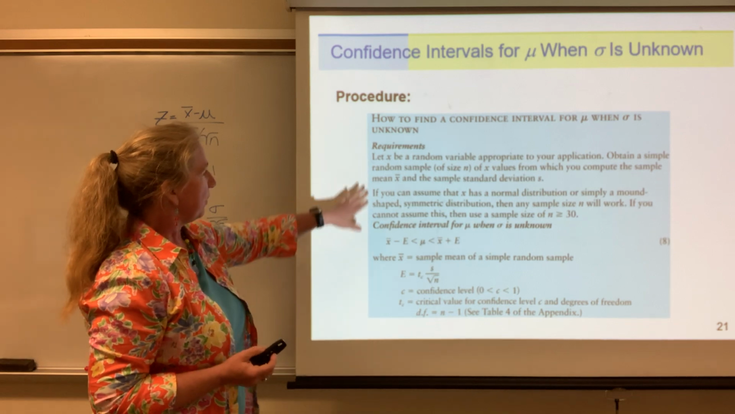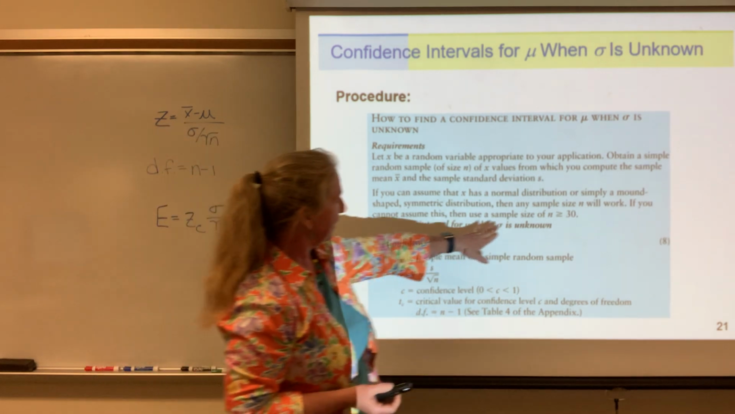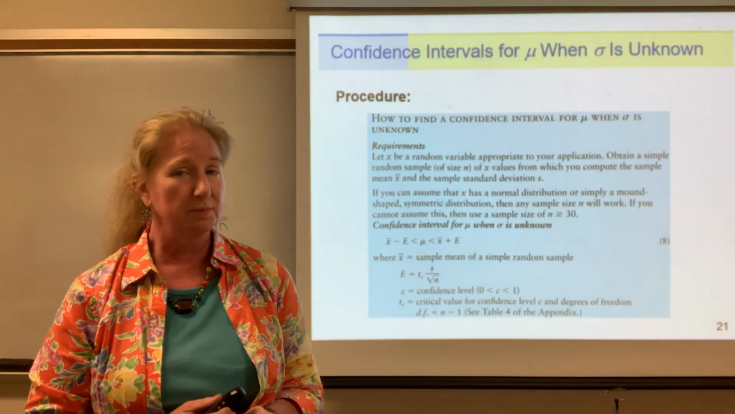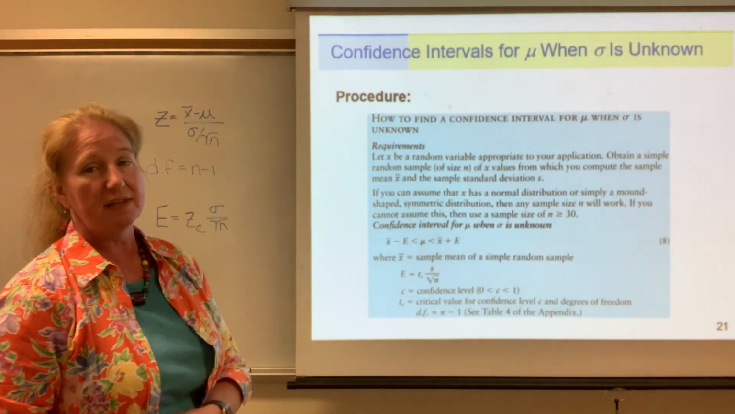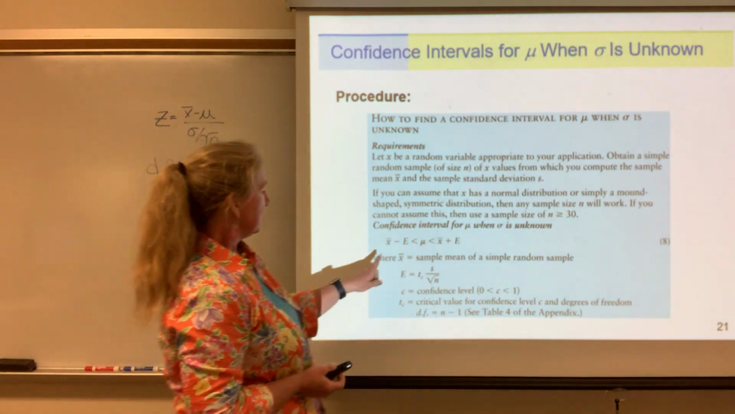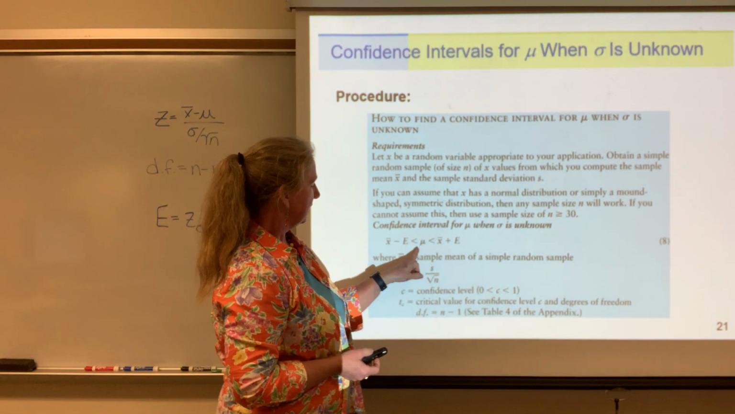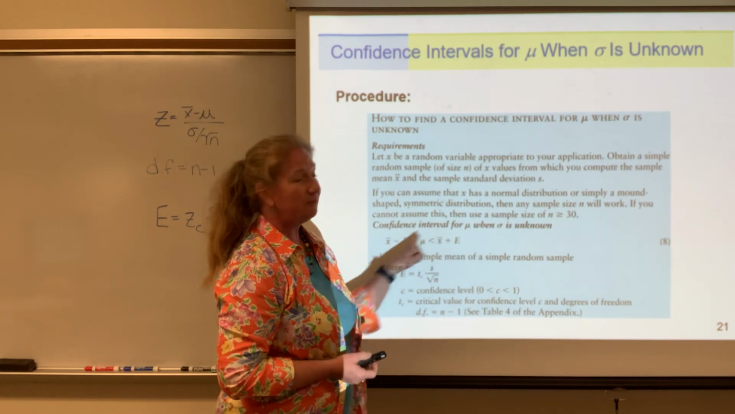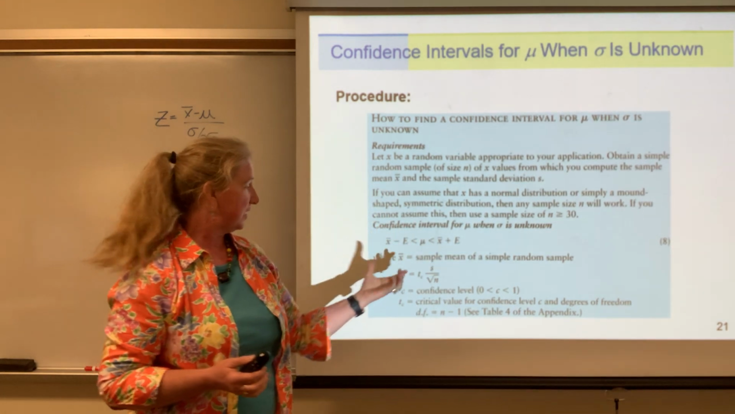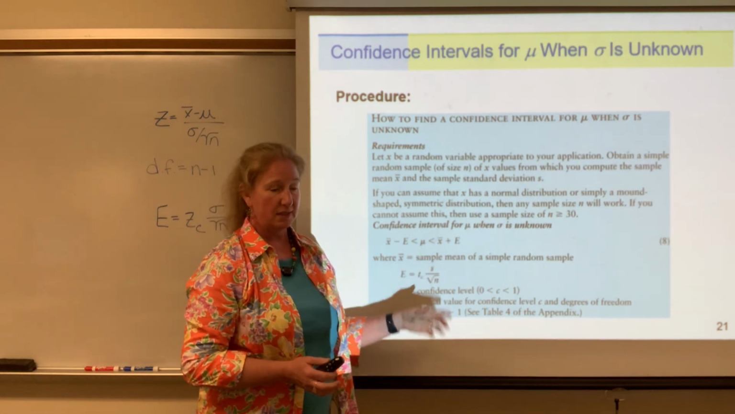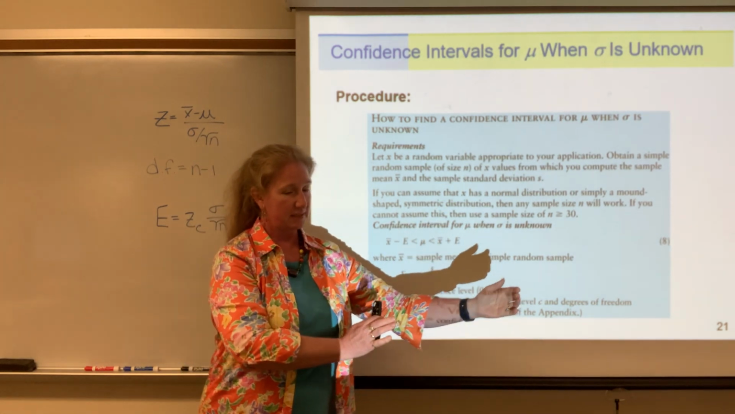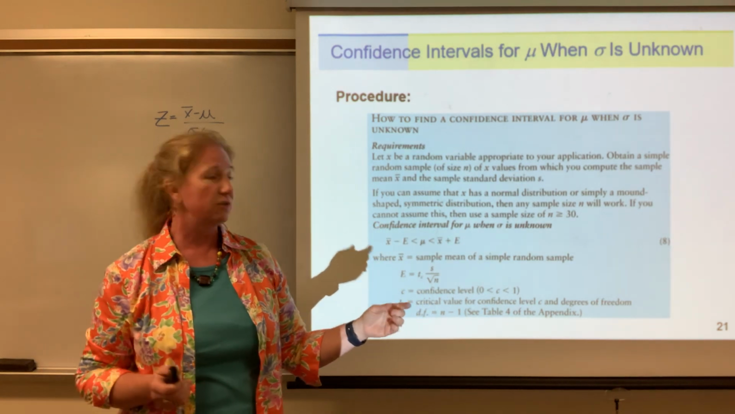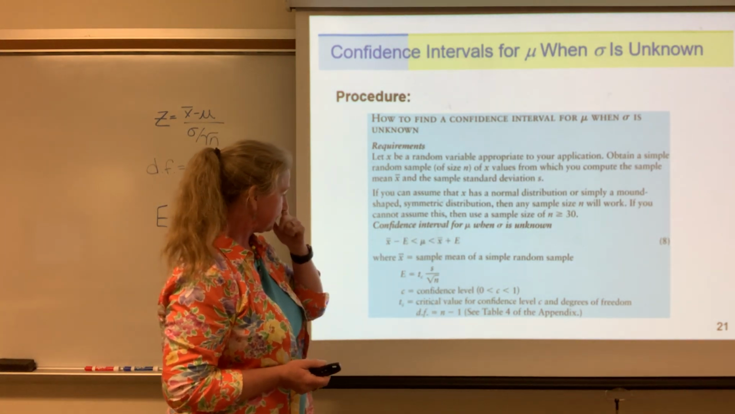We have some requirements, and remember the thing about the 30. If we don't know that x comes from a normal distribution, then we need to have a sample size that's a little bit bigger. So I have x bar minus the error is less than mu, less than x bar plus the error. That's my confidence interval. We're trying to estimate what mu is. I have a piece that's smaller, a piece that's bigger, so I come up with some sort of range of values. That's the confidence interval.